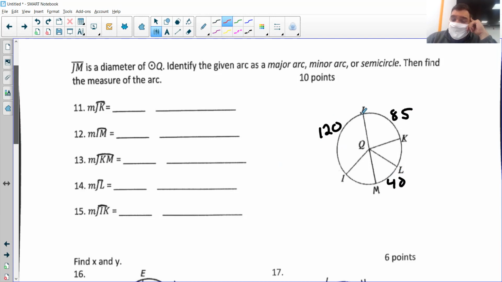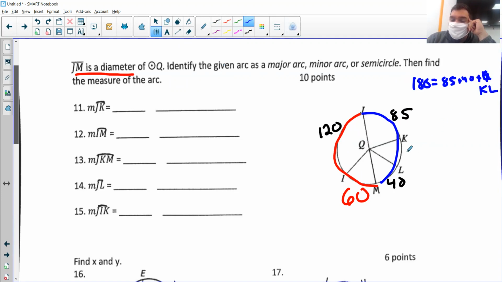Okay. So for this one, JM is a diameter. So because JM is a diameter, you know that half of it has to be 180. If that's so, this should be 180, which means if this is 120, you can do 180 minus 120, which is 60. And over here, this also has to be 180, which you could do the same concept. 180 equals 85 plus 40 plus some number KL. Then you do a little bit of math, it should be 55. Yes, 55. Okay.